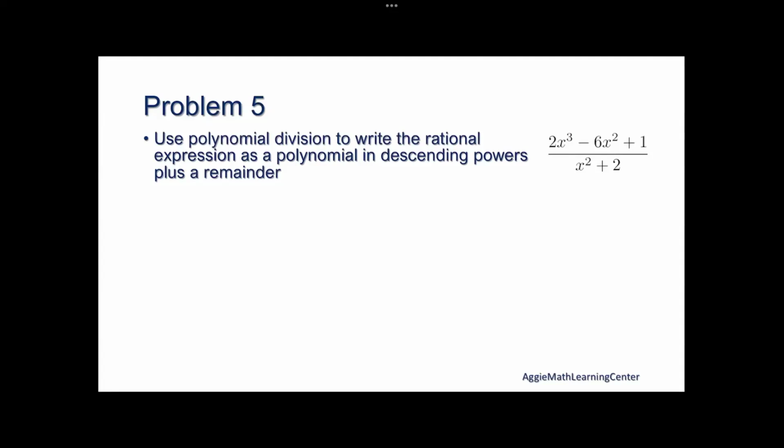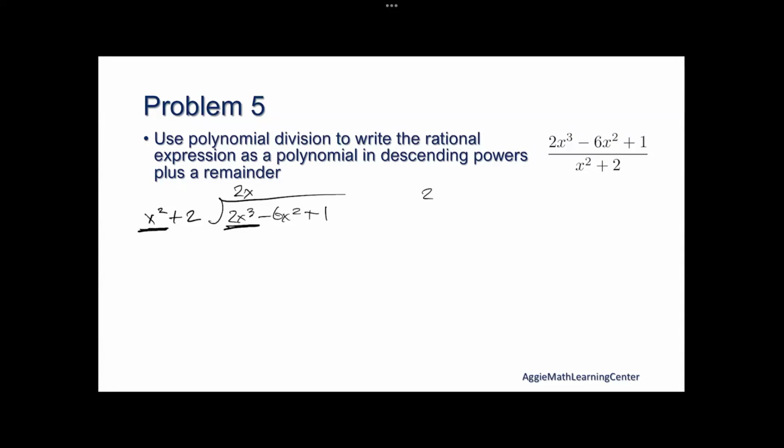So the way we set this up is just like we would with long division. We have 2x cubed minus 6x squared plus 1 on the inside and x squared plus 2 on the outside. And the way we do this is all we want to look at is the first term of the piece that we are dividing by. And we want to see what we can multiply this by to get the first term inside of our division. So for us, the thing that we want to multiply x squared by to get 2x cubed, in this case, would be 2x.